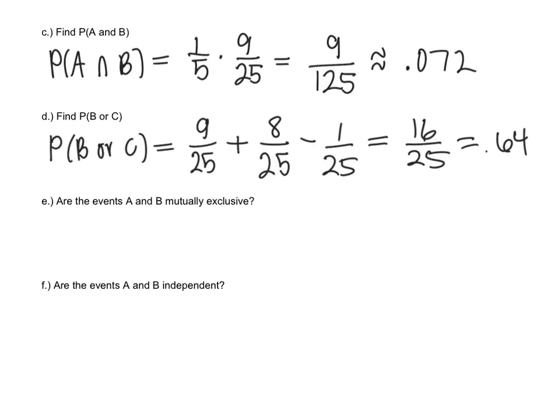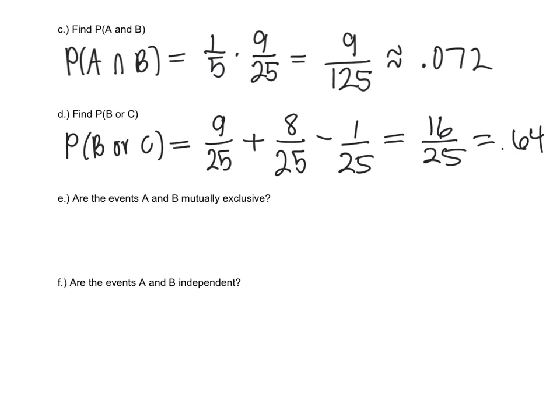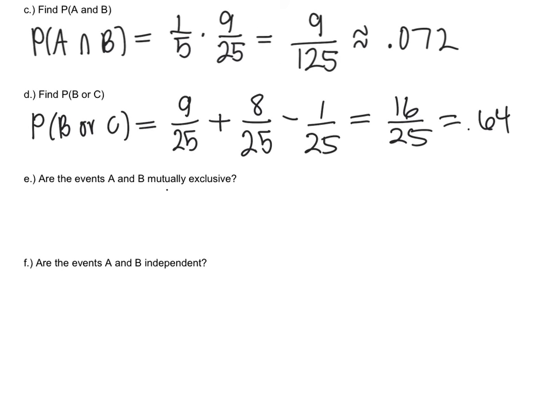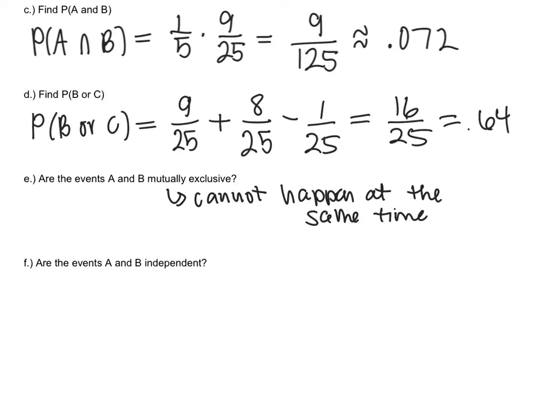Next, we want to know, are the events A and B mutually exclusive? So remember, mutually exclusive means that 2 events cannot happen at the same time. So in this case, we're asking, is it possible to spin a green on the first spinner and spin at least one blue? And the answer is yes, which means A and B are not mutually exclusive.